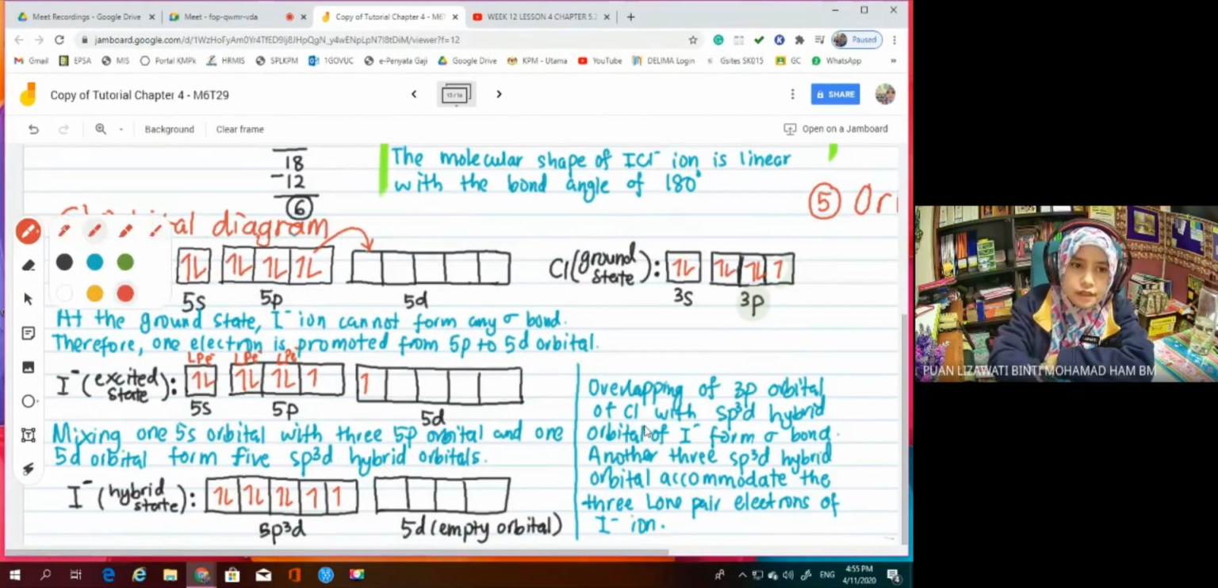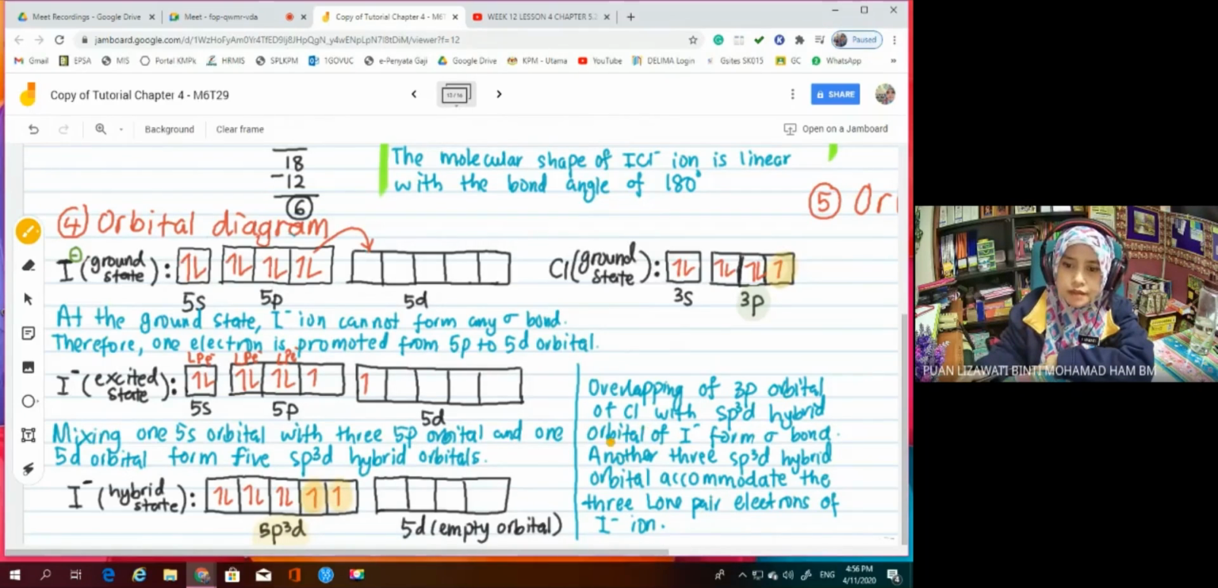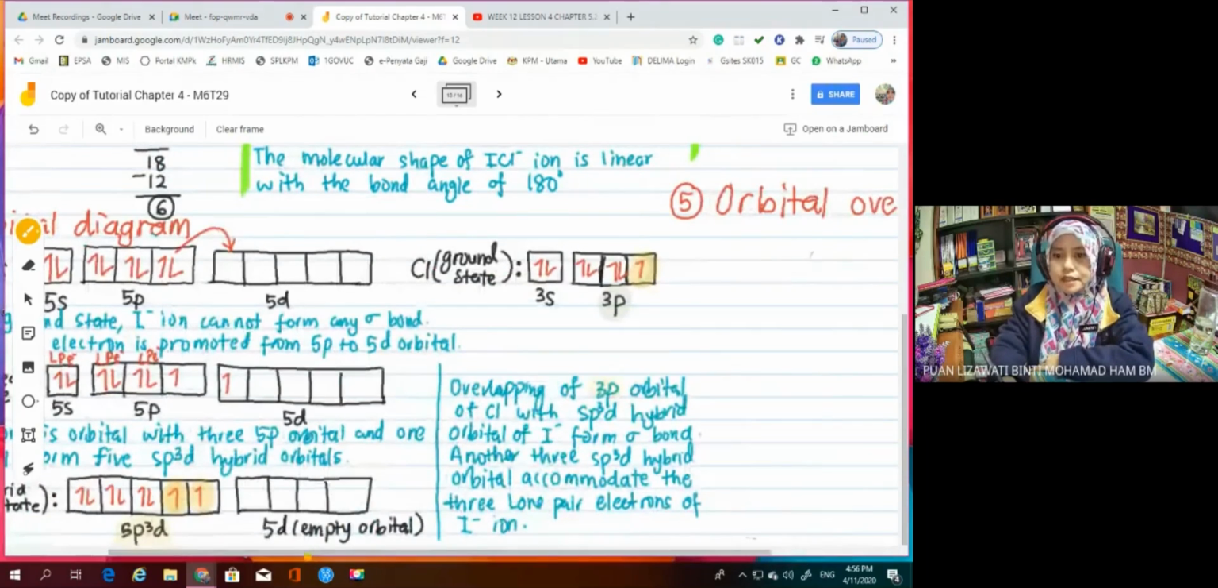We can see here that the sigma bond is formed when the 3p orbital of Cl overlaps with the sp3d hybrid orbital that has a single unpaired electron. So this is a sample for the explanation: overlapping of the 3p orbital of Cl with the sp3d hybrid orbital of I minus forms a sigma bond. Next, the other 3 hybrid orbitals, with 3 paired electrons here. Here you have to explain that the hybrid orbitals accommodate the 3 lone pairs of I minus. So that completes the explanation.